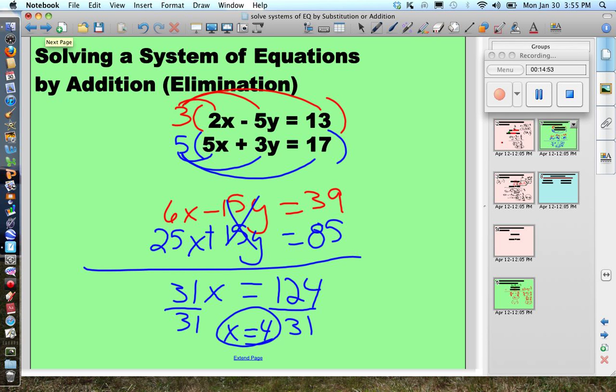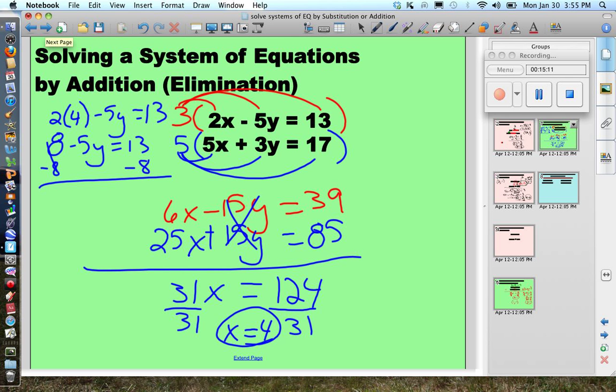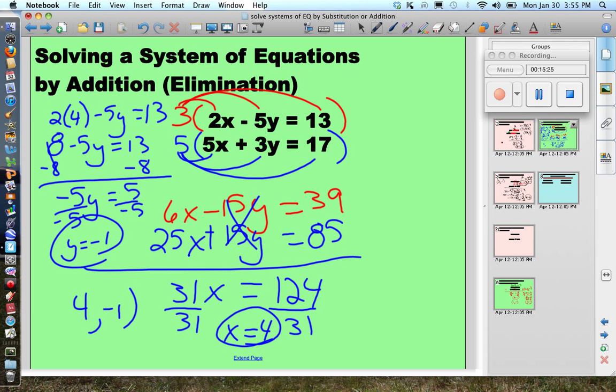Plugging that back in, it does not matter which equation I plug it into. I'll just do the first one. So 2 times 4 minus 5y must equal 13. 8 minus 5y equals 13. Subtract 8. Notice I'm subtracting 8 because 8 is positive over here. And then I have a negative 5y left. Equals 5. Divide by negative 5. Y equals negative 1. Final answer should be 4, negative 1.